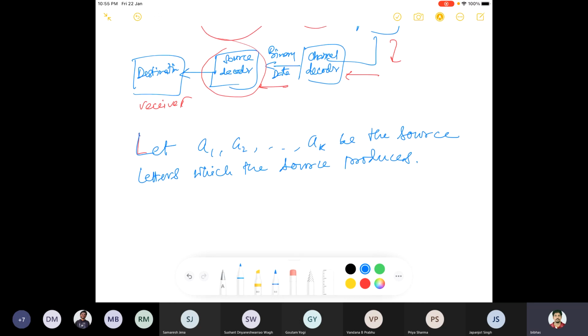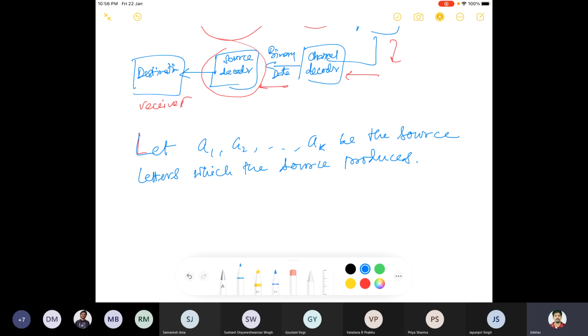Information theory means whatever concepts and definitions we have developed, and those are only very basic things. We'll develop a few more things, but before that, let me give you a flavor of the context of coding where information theory will play a big role. Let us say this source produces the letters A1, A2, up to AK. For the sake of an example, you can assume that A1, A2, up to AK could be all the English alphabets, for example A, B, C, up to Z.